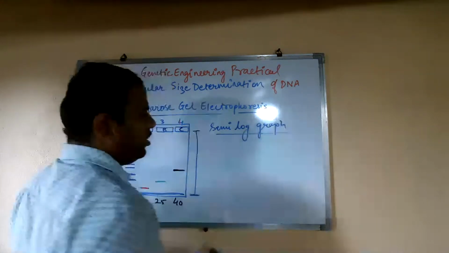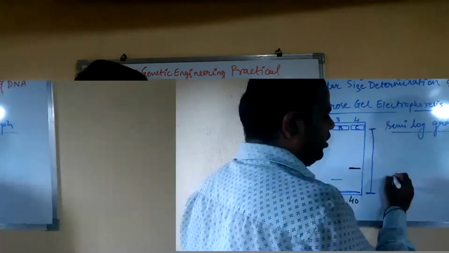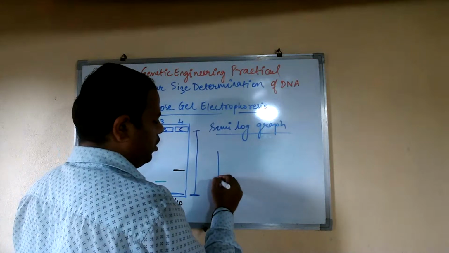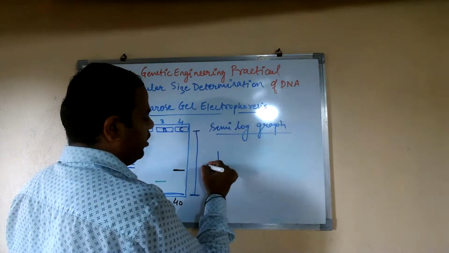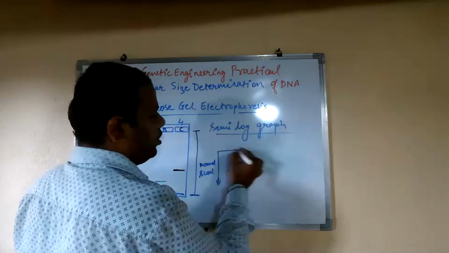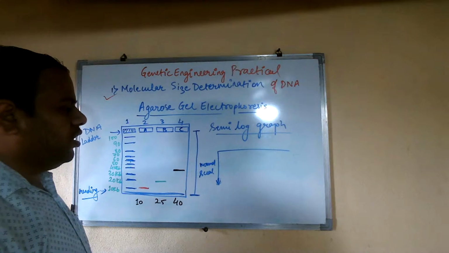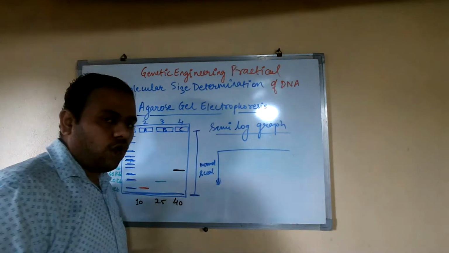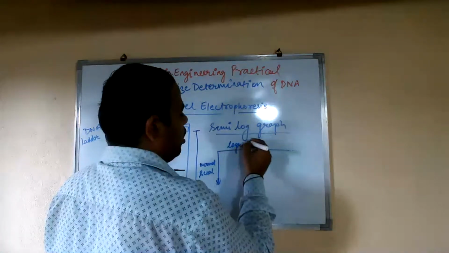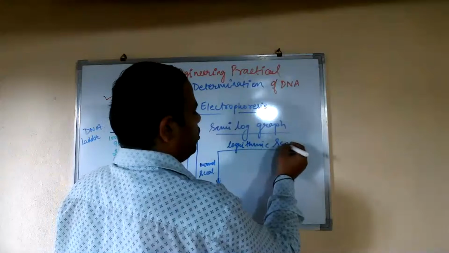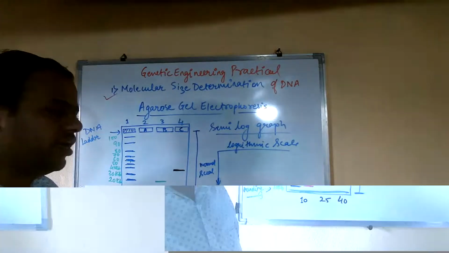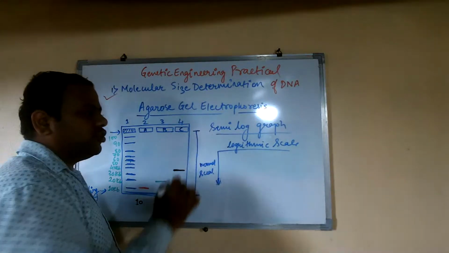This is not a normal graph paper. What happens here is that on the x-axis the readings are on a normal scale, and on the y-axis the readings are on a logarithmic scale. So half of the scale here is logarithmic and half is normal. Therefore, such a graph is called semi-log graph paper.